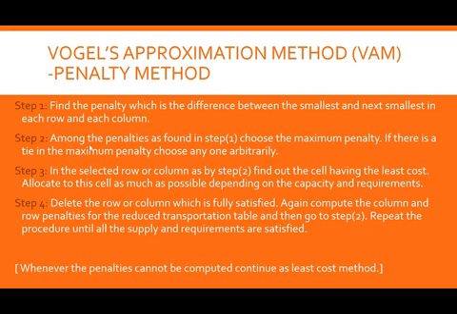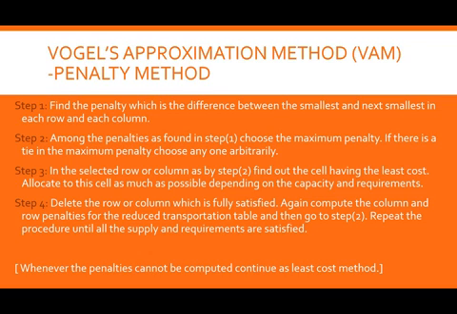Step 2, among the penalties as found in step 1, choose the maximum penalty. So out of all the row penalties and the column penalties you have computed, whichever is the highest penalty, it can be either row or the column, that doesn't matter. So identify the maximum penalty. If there is a tie in the maximum penalty, choose any one arbitrarily.